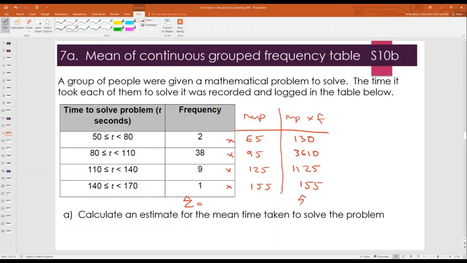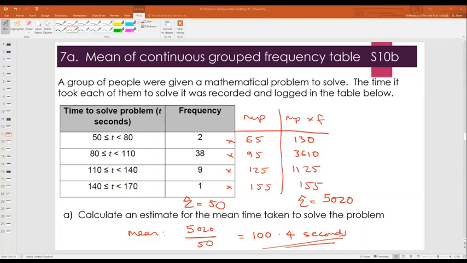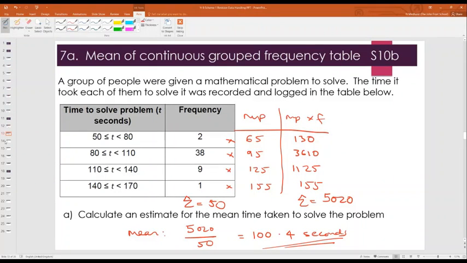Now we find the sum of this column and the sum of this column. Okay, so the frequency, I believe, is 50. Right, 2 plus 38 is 40, and then add another 10 is 50. And then for this column, use the calculator, so 130 plus 3610 plus 1125 plus 155. We get 5020. Okay, so an estimate now for our mean will be 5,020 divided by 50, which is 100.4. Right, and that is in seconds because that's what we are talking about in this question. Okay, so that is how we do that question.